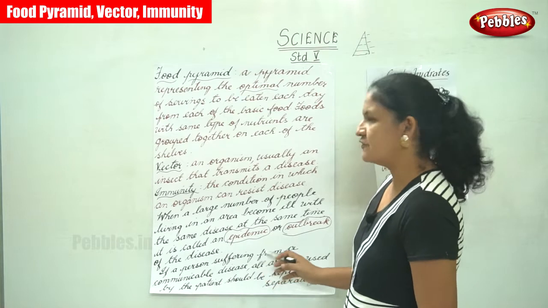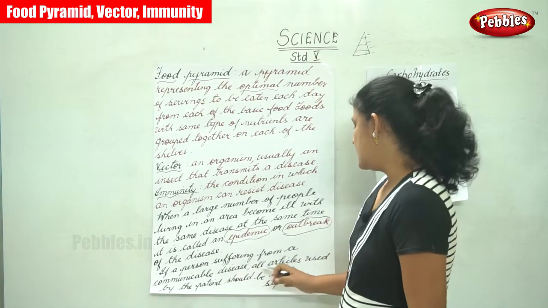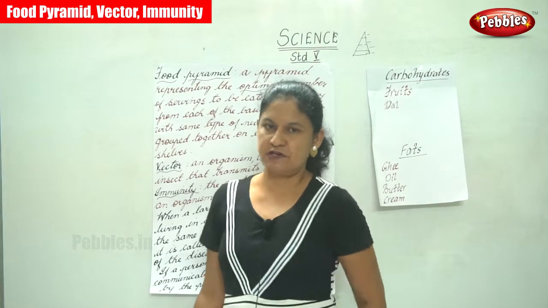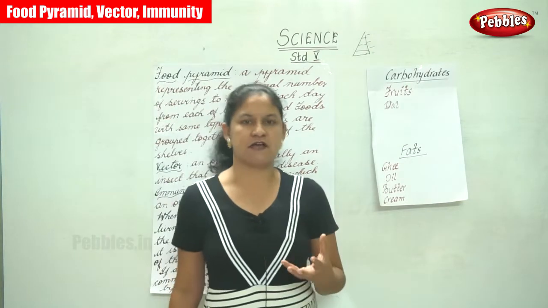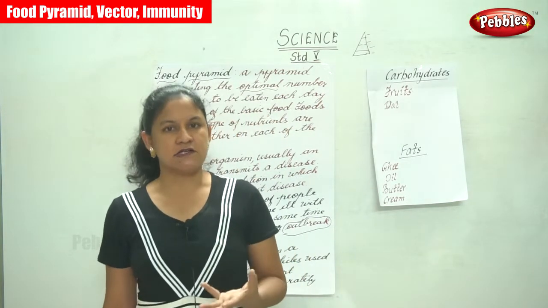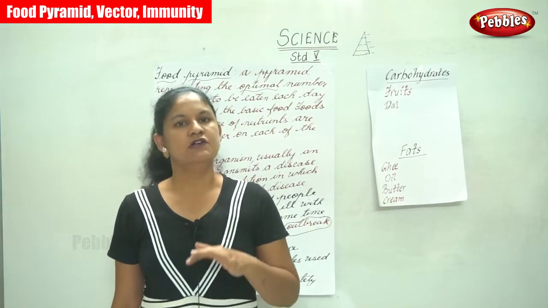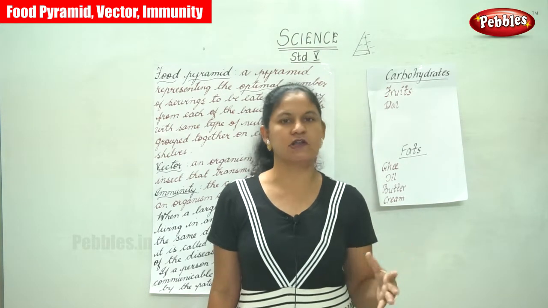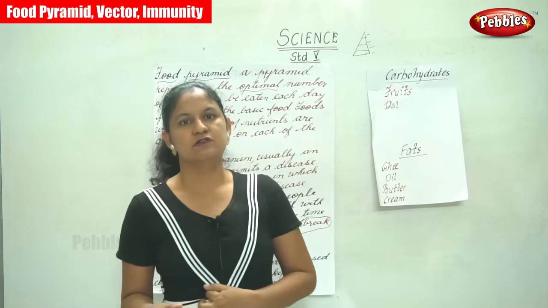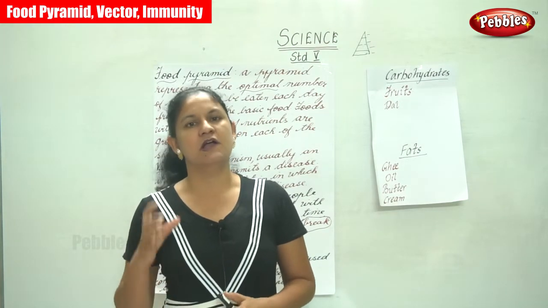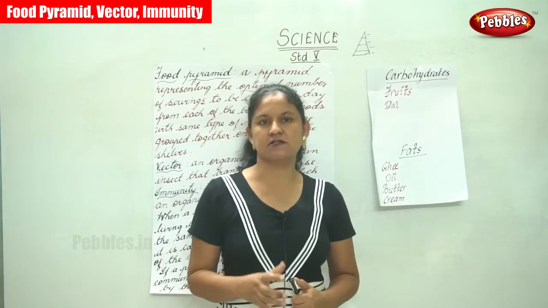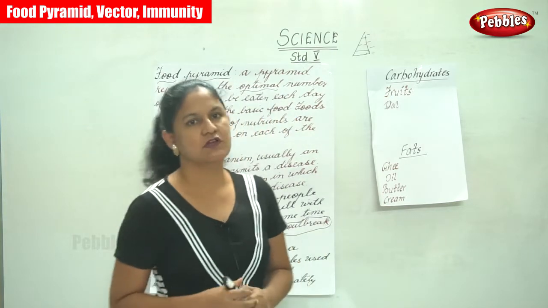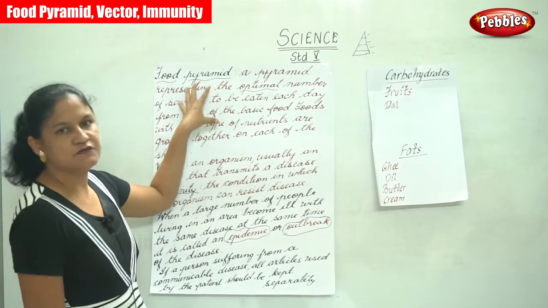If a person is suffering from a communicable disease, all articles used by the patient should be kept separately. For example, for a person who has a cold, the articles used by him or her should be kept separately so that the cold does not spread to the next person. So for all people suffering from communicable diseases, the articles or things used by them need to be kept separately. So first we were talking about the food pyramid.